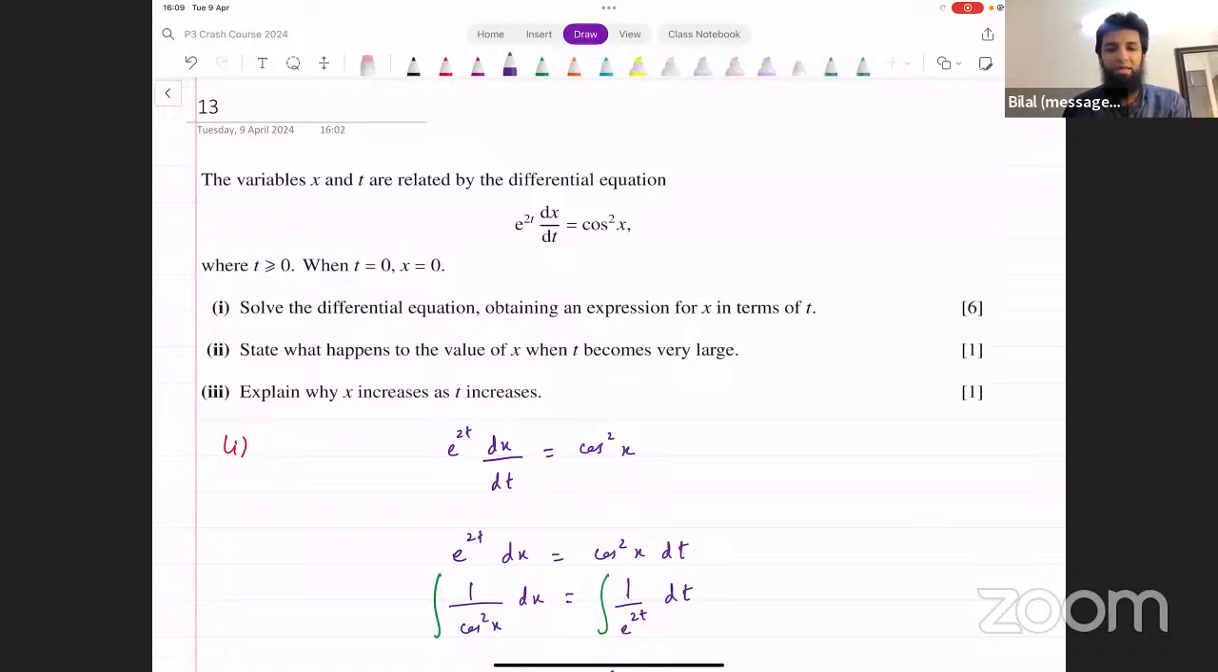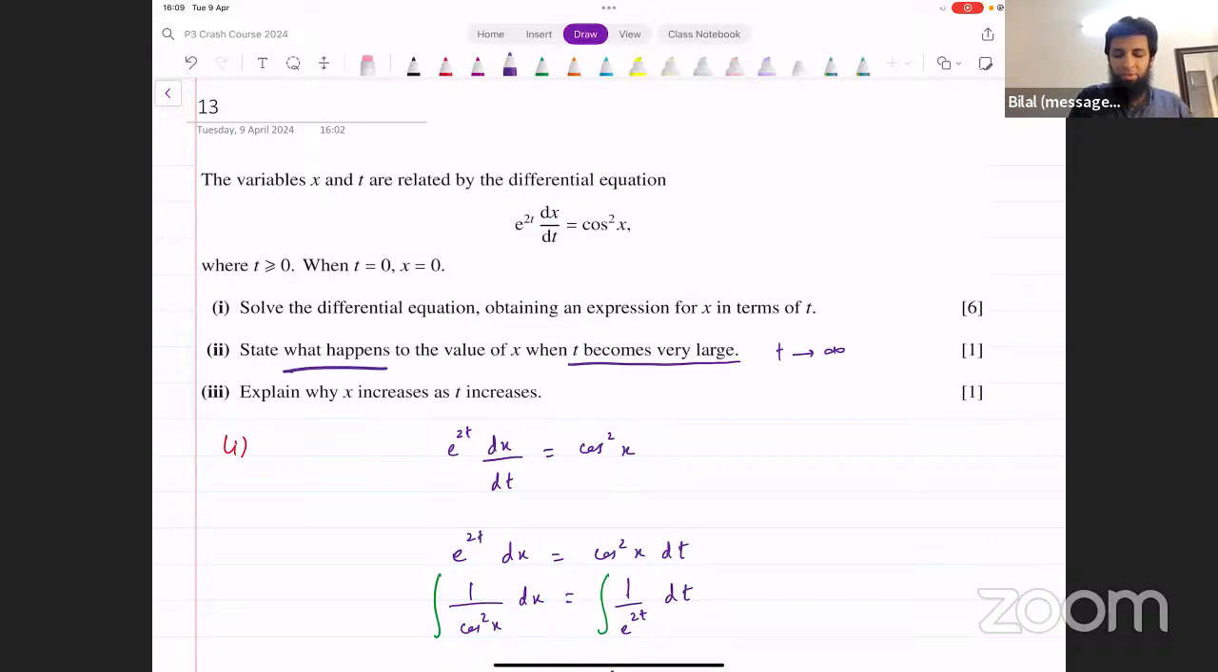You often have parts like this after you're done with solving the differential equation, where they ask you to state a value of a variable given something that happens to another variable. So in this case, they say, state what happens to the value of x as t becomes very large. Now, what does that mean? T becomes very large. That basically means that t goes towards infinity. So what happens to x as t goes towards infinity? That's what you have to write down.